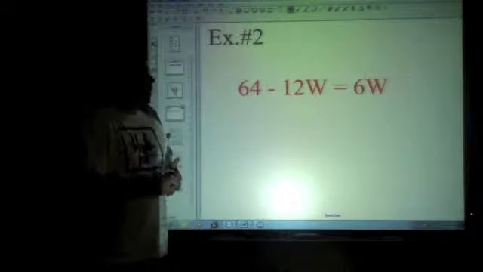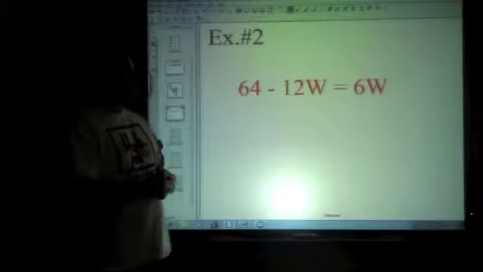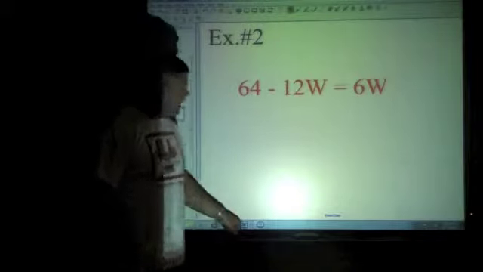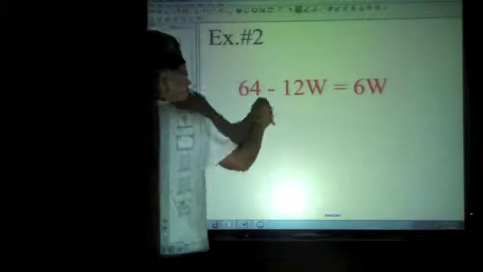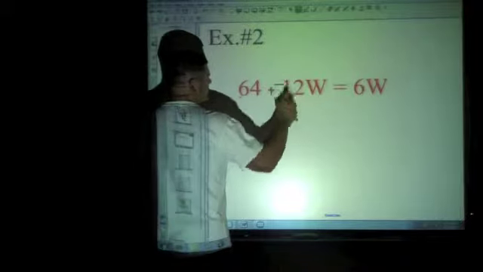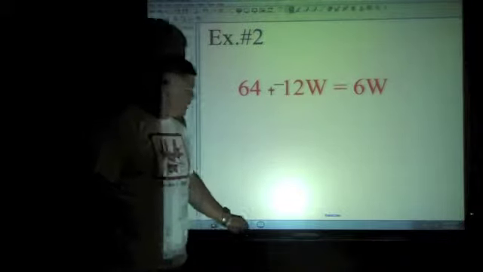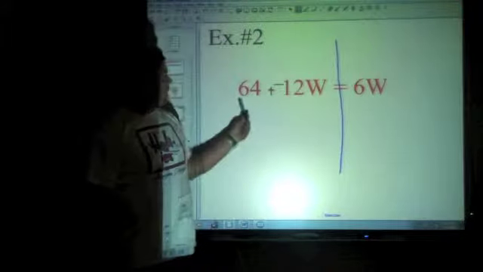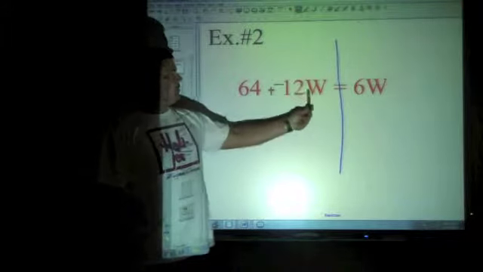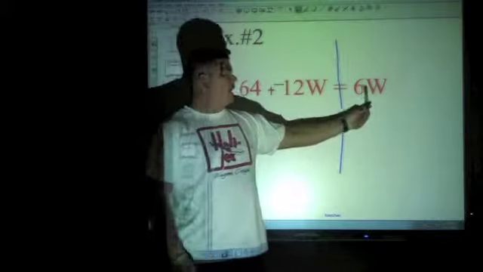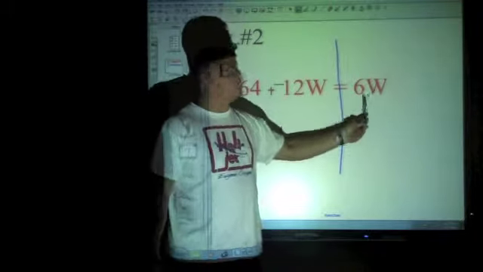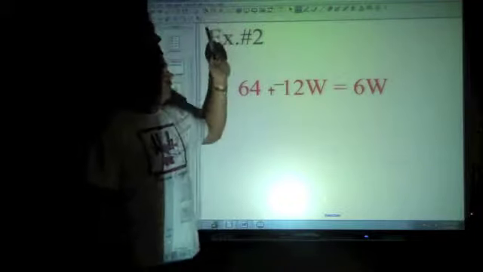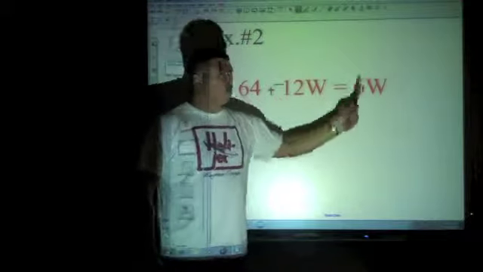64 minus 12w is equal to 6w. Now we have to play the shuffling game. Before we do that, I'm going to make a quick adjustment. Instead of subtraction, I'll make that plus negative 12w. If I look at this problem in terms of the equal sign, on the left-hand side I have stuff without w's and I have stuff with w's. On the right-hand side I just have stuff with w's. So it makes sense in this problem, though it doesn't matter, to move all the w's onto one side.